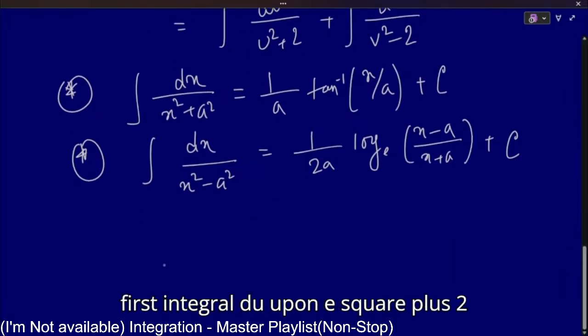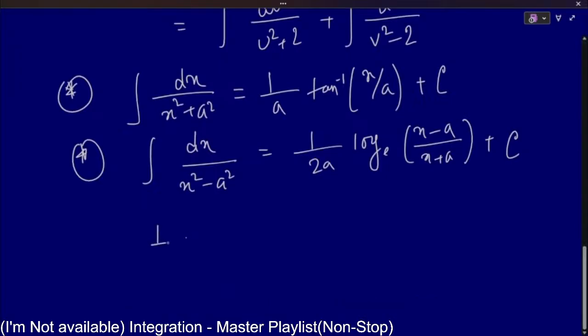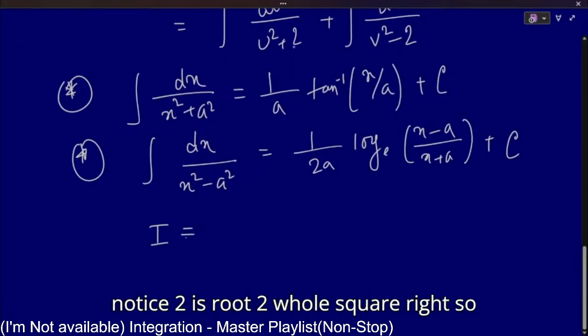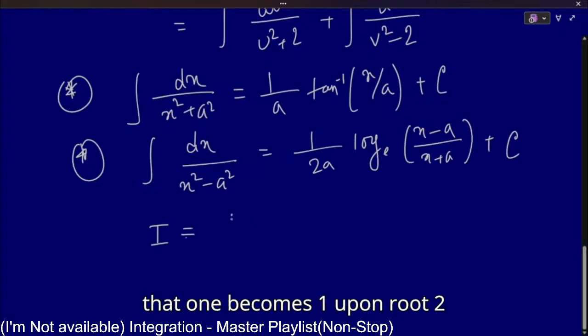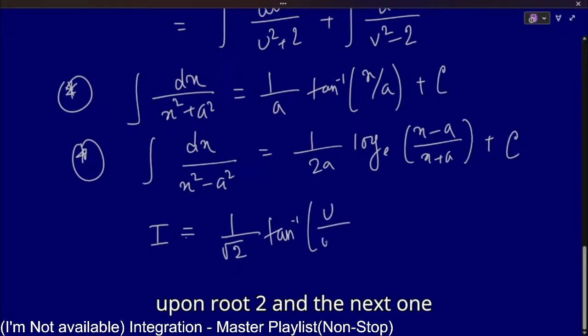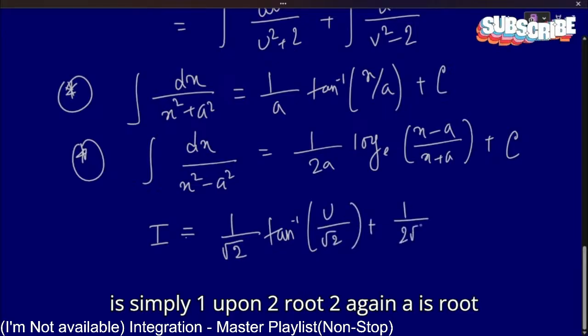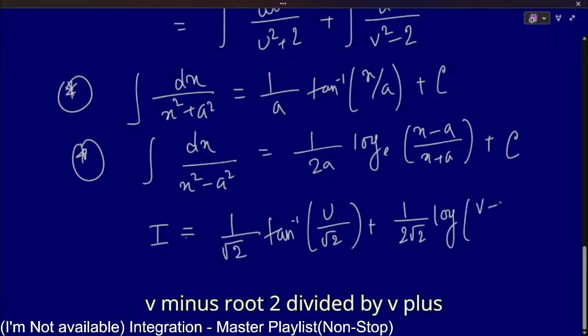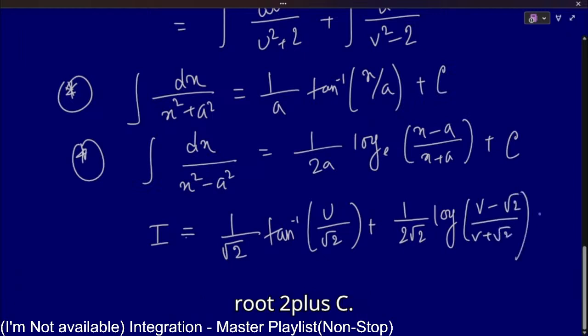So in the first integral, du upon u square plus 2, our a is basically root 2. If you notice, 2 is root 2 whole square, right? So that one becomes 1 upon root 2 tan inverse u upon root 2, and the next one is simply 1 upon 2 root 2, again a is root 2, log of v minus root 2 divided by v plus root 2 plus c.